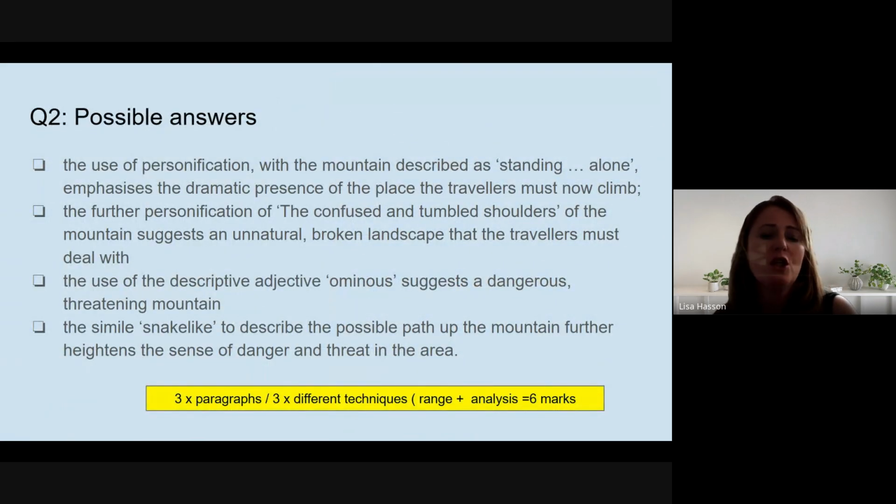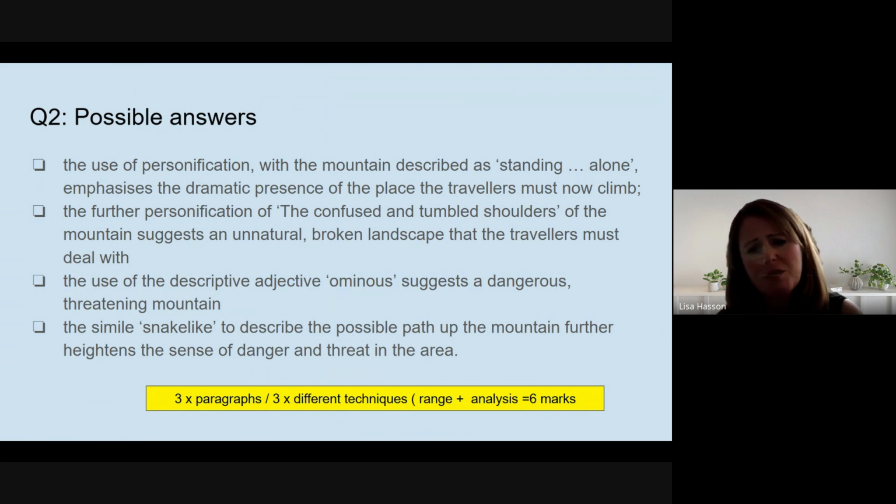So possible things you could talk about in answer to this question, and I have mentioned a few as I've gone through, is the use of personification. For example, the mountain is described as standing alone. It emphasizes the dramatic presence of the place the travellers must now climb. Obviously, you can go into detail with that, and I would encourage you to do so. The further personification of the confused and tumbled shoulders of the mountain suggests an unnatural, broken landscape the travellers must deal with, and that's going to be difficult to climb.